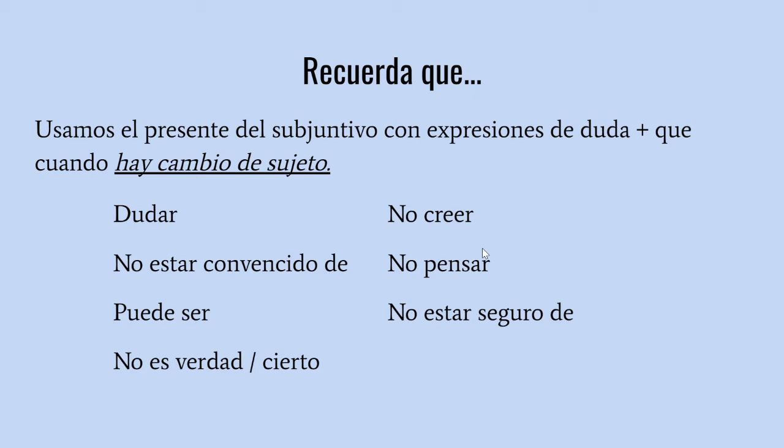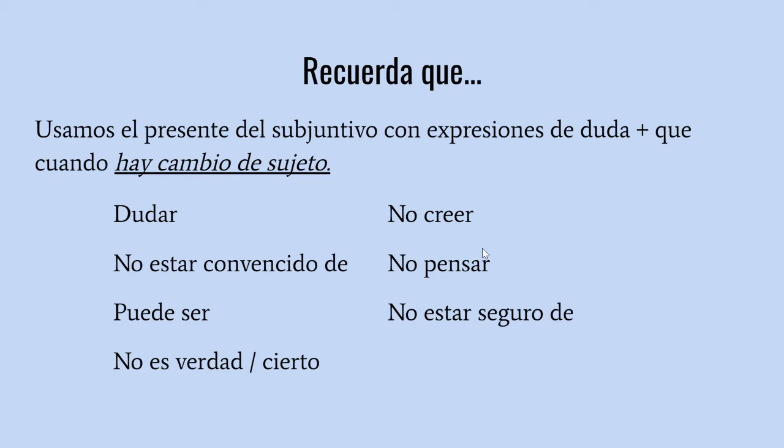So remember that for the time being, the number one rule of the subjunctive is that you only use it when you have that first clause with one subject plus the word que plus the second clause with a different subject. Okay, so we use the present subjunctive with the expressions of doubt and que when there's a change in subject.